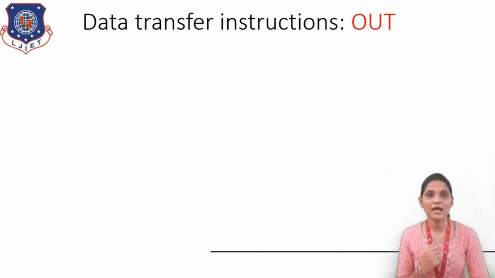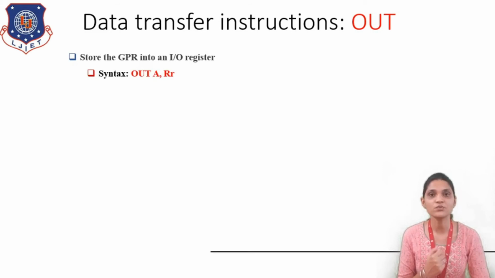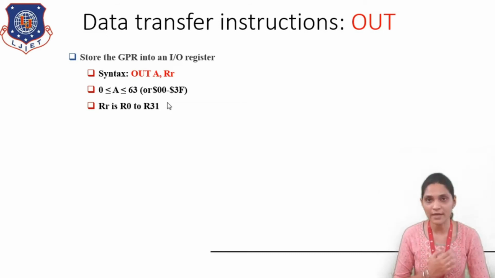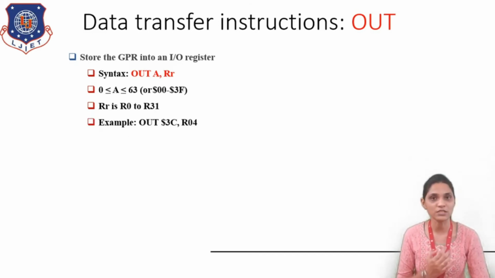Similarly, we can use the OUT instruction. In the OUT instruction, we have syntax like OUT A, Rr. Here this instruction is used to store general purpose register into the IO register. Okay, so here we have the value of A similar to IN instruction, that can be 0 to 63 in terms of decimal or 0 to 3F in terms of hexadecimal. And the value of Rr, that is general purpose register, that can be R0 to R31.